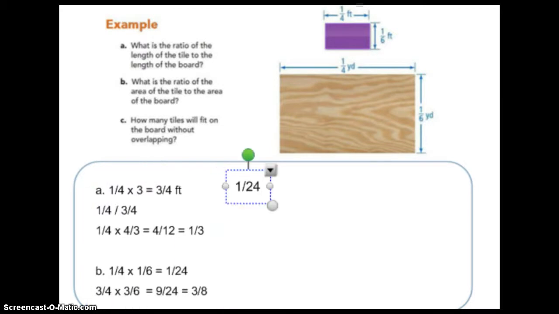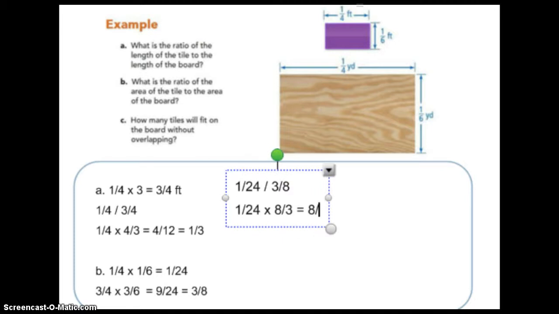We have to make a ratio of the area of the tile, which is 1/24, to the area of the board, which is 3/8. That's another complex fraction. So we're going to flip and multiply 1/24 times 8/3, and we get 8 over 72. I can divide 8 and 72 by 8, and I end up getting 1/9. So the ratio of the area of the tile to the area of the board is 1/9.